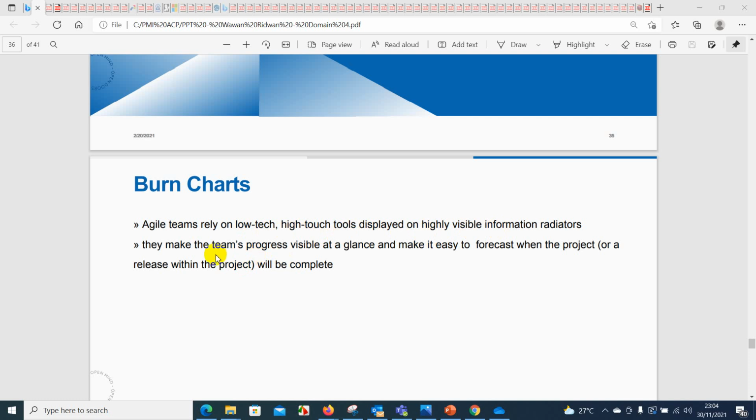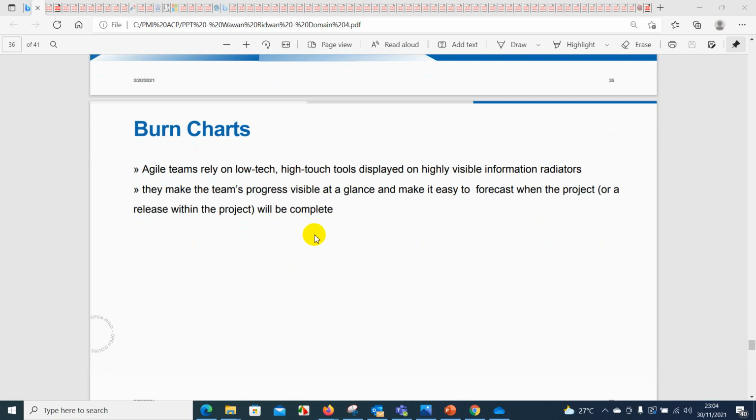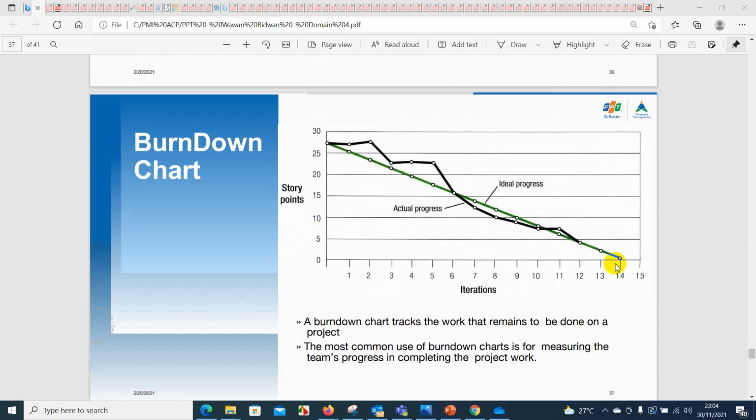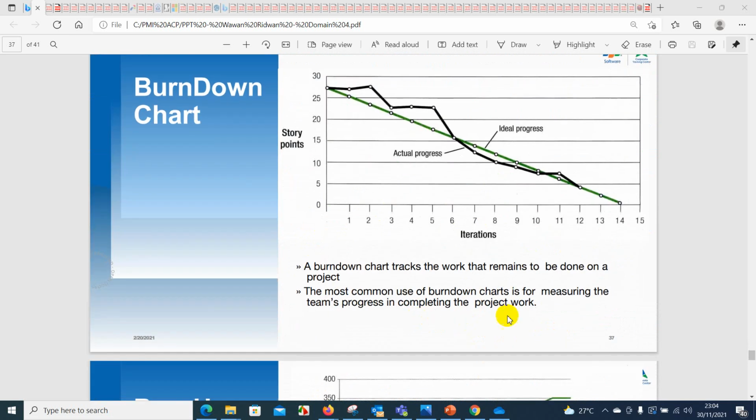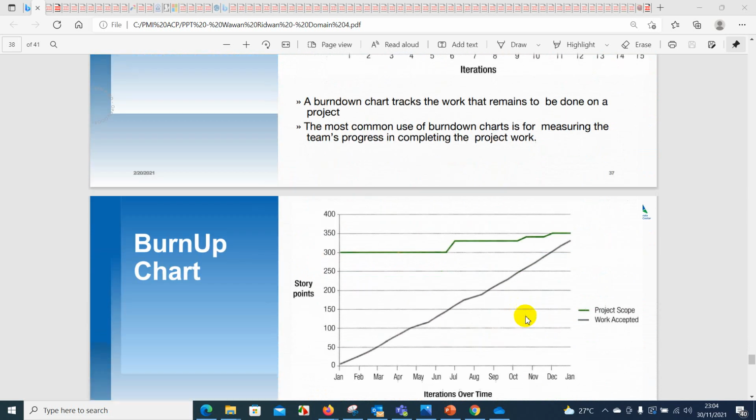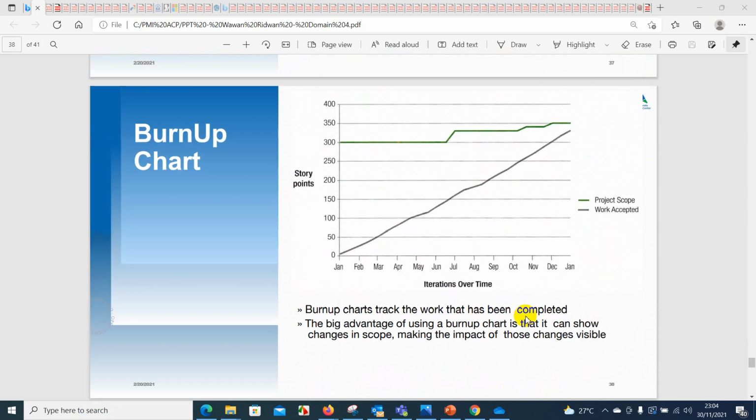They make the team's progress visible at a glance, and make it easy to forecast when a project or a release within the project will be complete. Burn charts, okay, ini remaining burn chart, reminder of work to be done on the project. The most common use of a burn chart is for measuring the team's progress in completing the project work. A burn-up chart tracks the work that has been completed. And the big advantage of using a burn-up chart is that it can show change in scope.